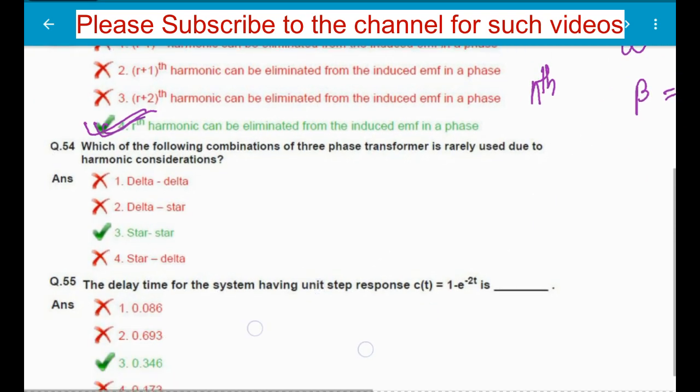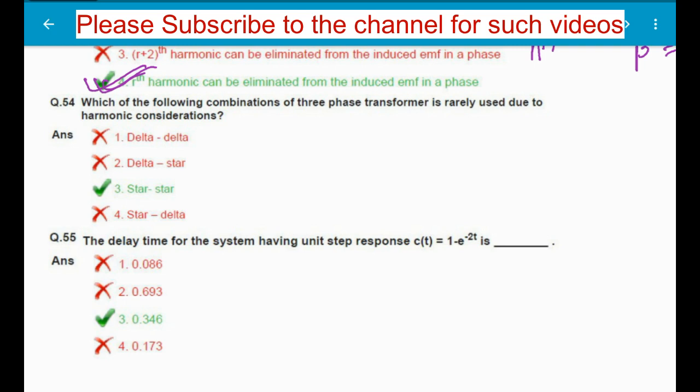So next question is: which of the following combinations of three-phase transformer is rarely used due to harmonic consideration? So we will consider delta connection first. In delta connection, third harmonic is present in phase current but does not exist in the line current. So delta connection only allows sinusoidal flux and voltage. That is, if either primary or secondary winding of the transformer is not delta, then a tertiary winding is added and this will reduce the third harmonics.